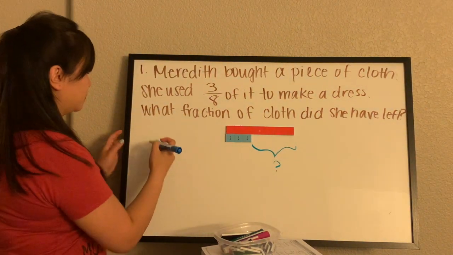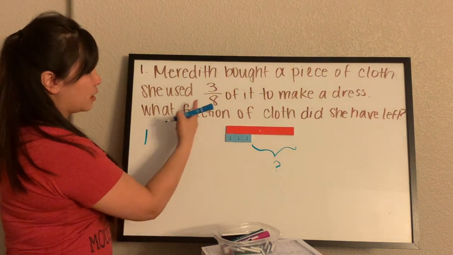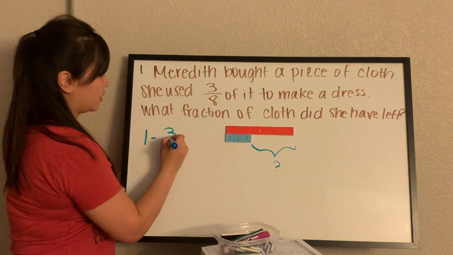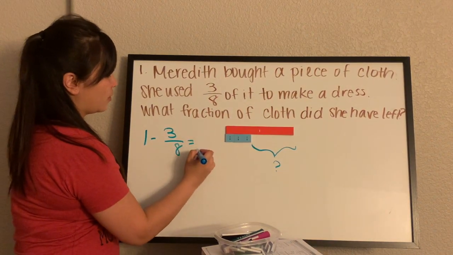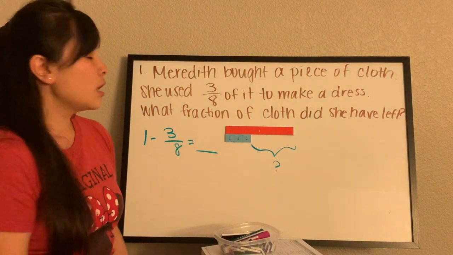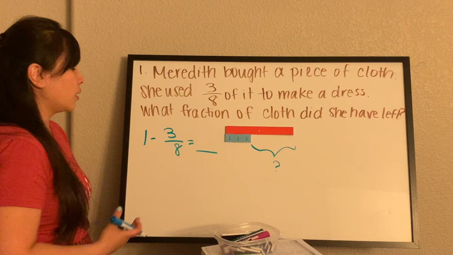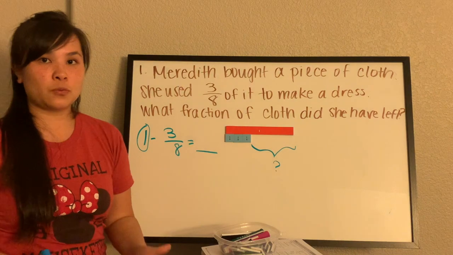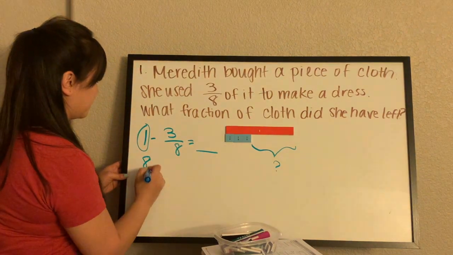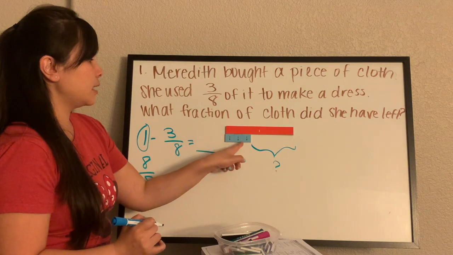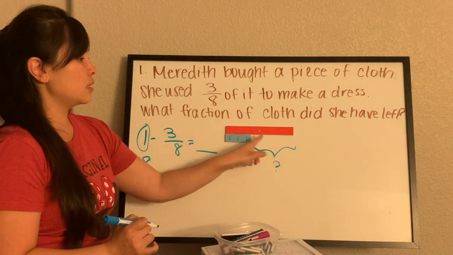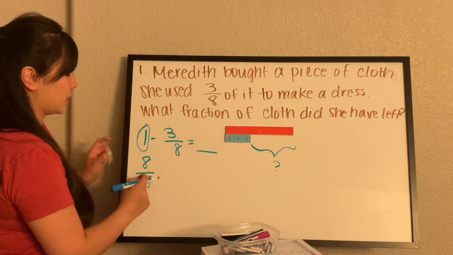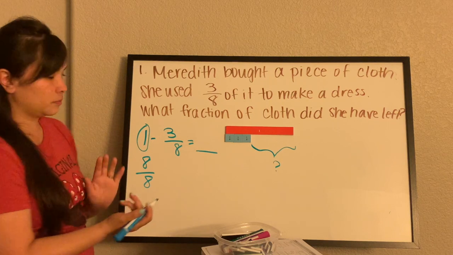So we have one whole. And we're going to subtract 3/8 because that's how much she used from it. We're going to find out how much she has left. So, like we did before, this one whole is going to be turned into 8/8, right? Because we know that it takes 1/8 to make one whole. So that's why we turn it into 8/8, because we need 8 of them to be one whole.